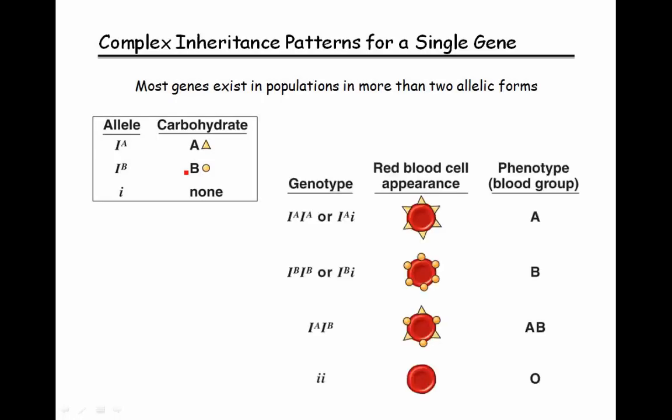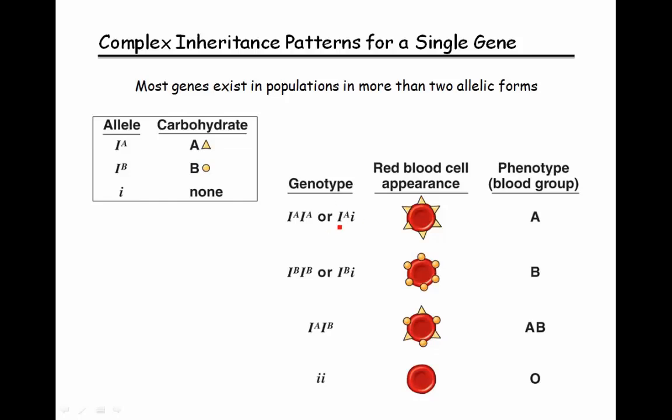So if we look at all the combinations that we can get with these 3 alleles, we do have 6 different genotypes that are possible. And if we look at them here, if you have 2 copies of IA, then you're going to be producing a lot of the triangle protein. So we would have red blood cells that have triangles on the outside. That's what we call type A blood.